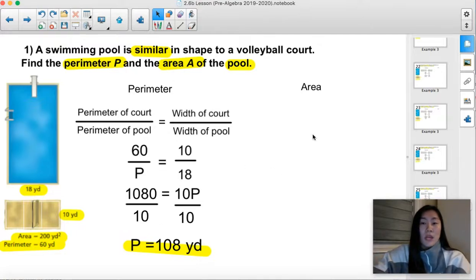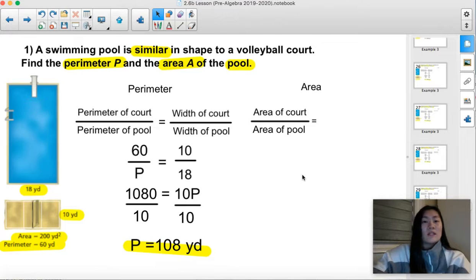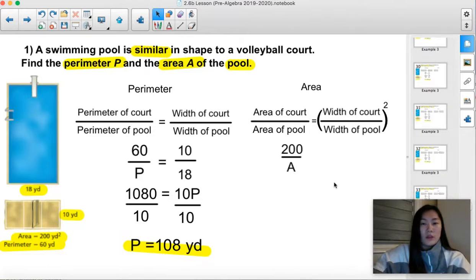Now we're going to do the same thing, but now we're going to square because we're looking at the area. So we have the area of the court, which is given, 200, over the area of the swimming pool, that's what we're looking for, is equal to the same thing, width of the court over the width of the pool, but we're going to square it. That's the key for the area. So area of the court is 200, over A, because we do not know, is equal to the width of the court over the width of the pool, squared.